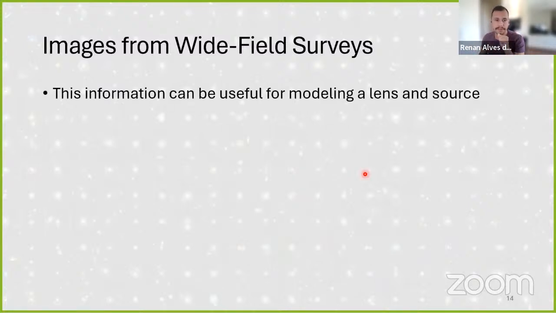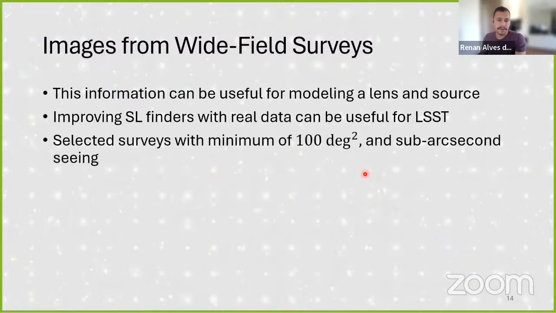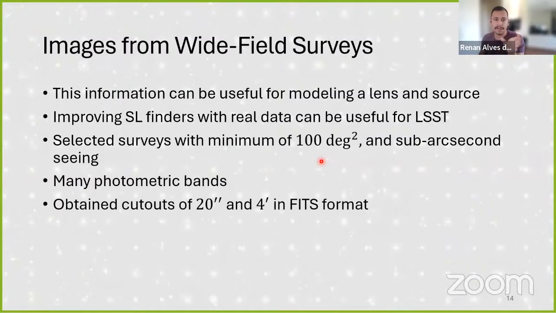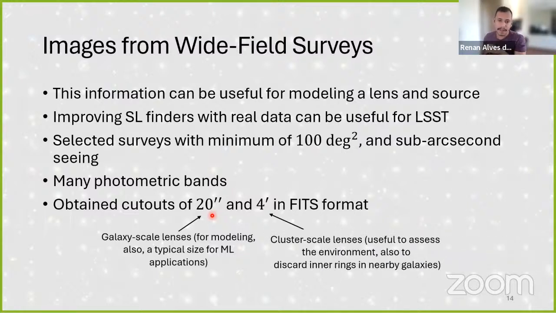For the images from wide field surveys, this is very useful for modeling the lens and the source. With this data, we can improve strong lensing finders, and this data can be really useful for LSST. For a start, we get at least imaging surveys with 100 square degrees and sub-arc second seeing, because we want to have images with high quality. And we have this data in many photometric bands, and we obtain cutouts of 20 arc seconds and 4 arc minutes in FITS format. So 20 arc seconds is very useful for galaxy scale lenses and useful for machine learning model applications. And 4 arc minutes is cluster scale lens, which is very convenient.